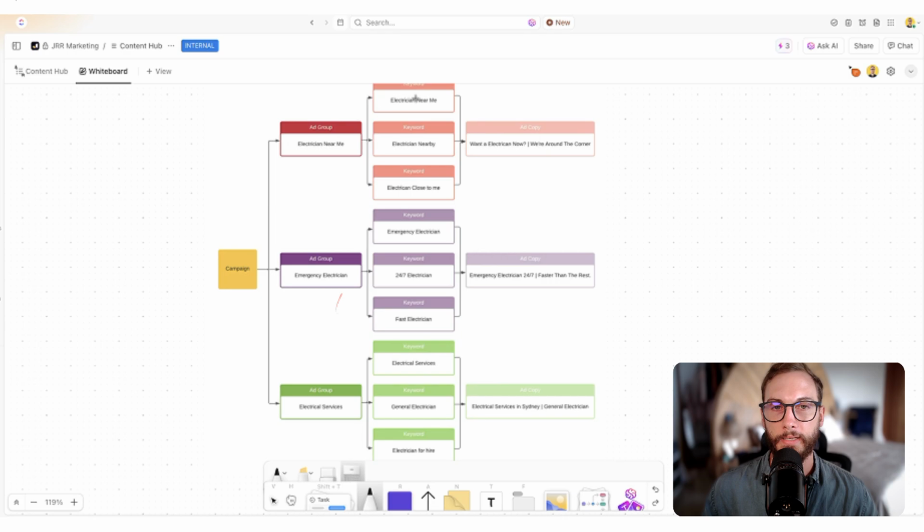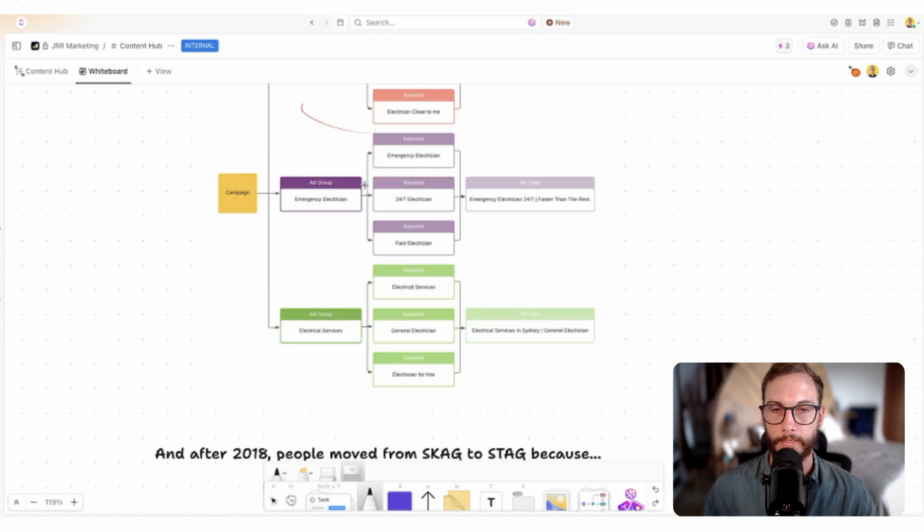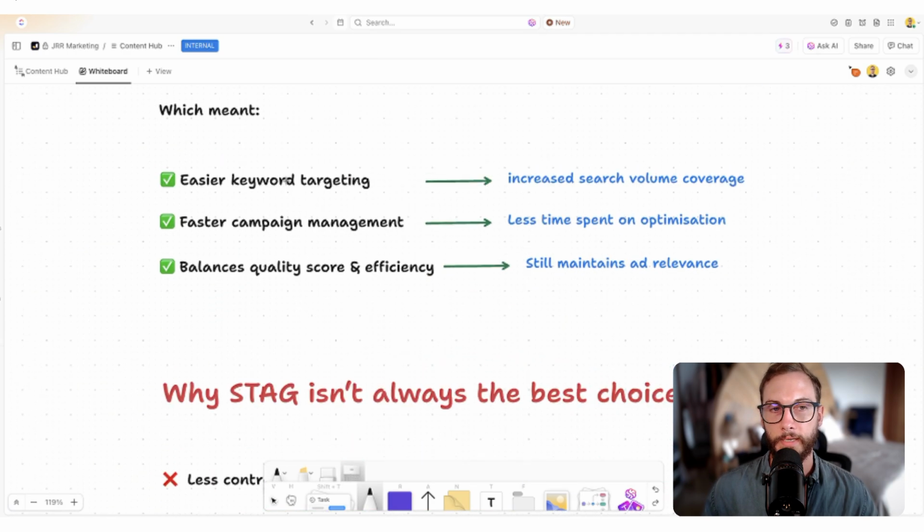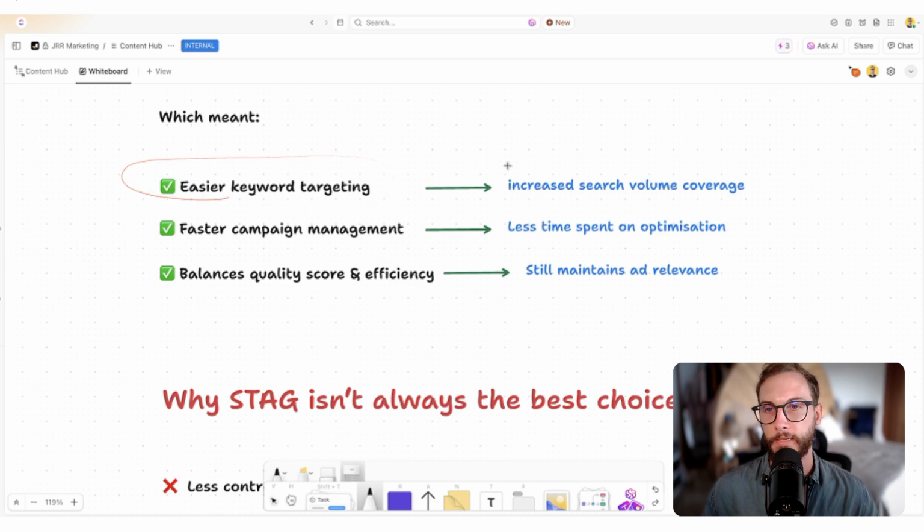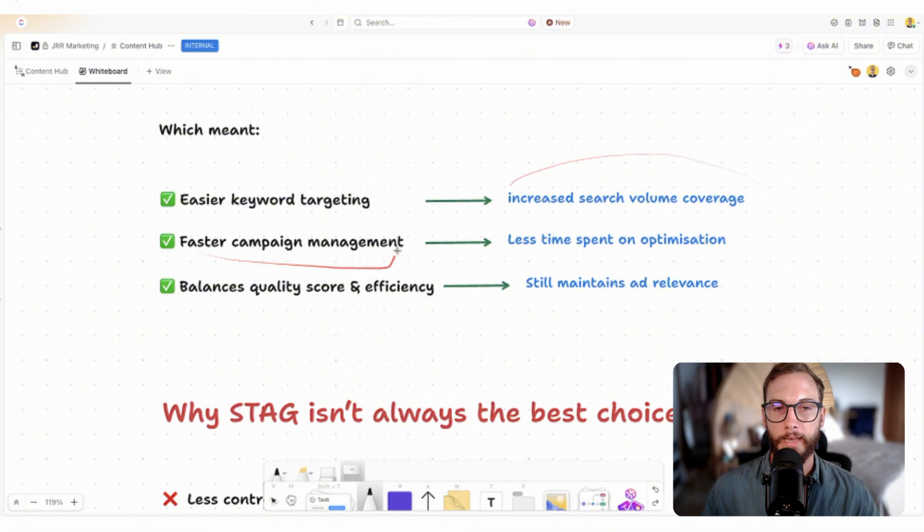So you do it based on the theme in this case. And so this meant obviously easier keyword targeting. It was much easier to manage. You get more increased search volume. You had faster campaign management. You had less time on the optimization.